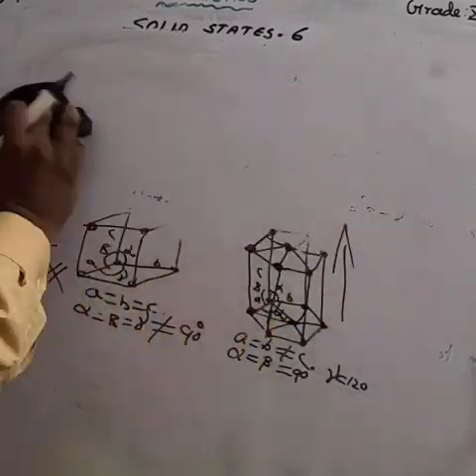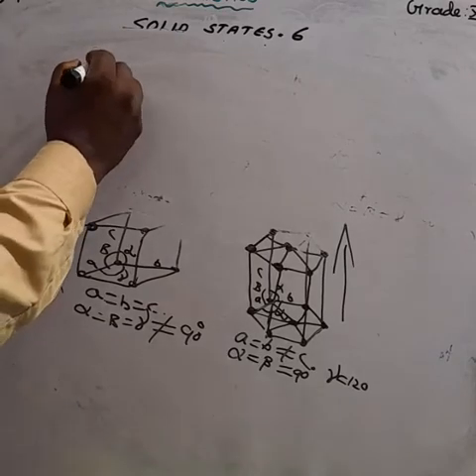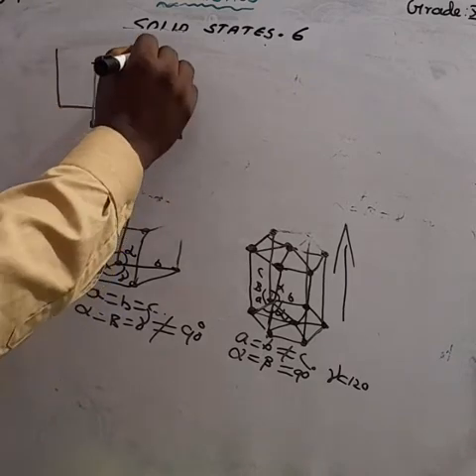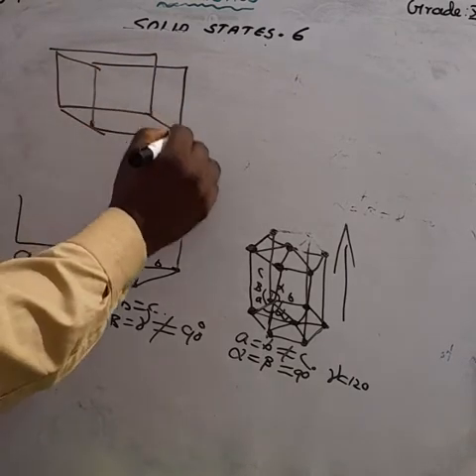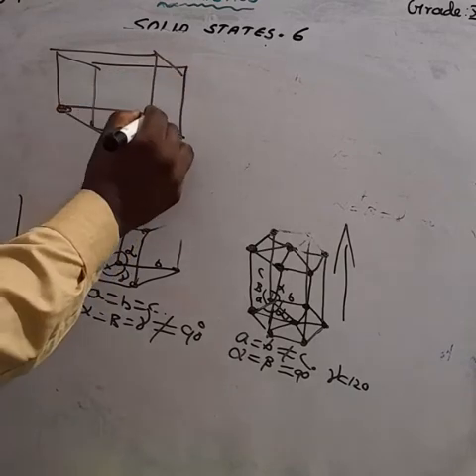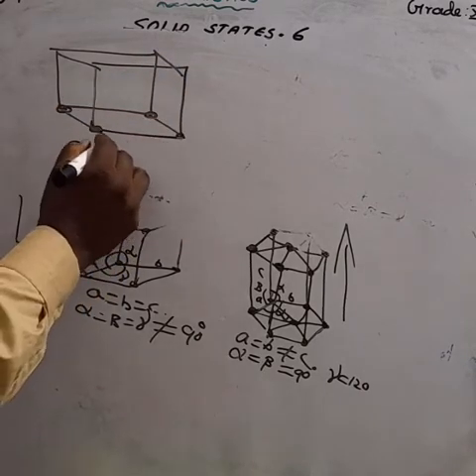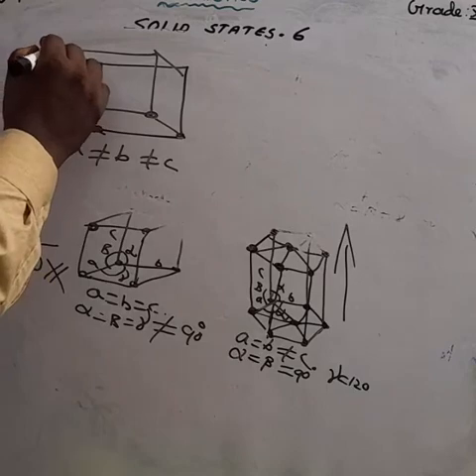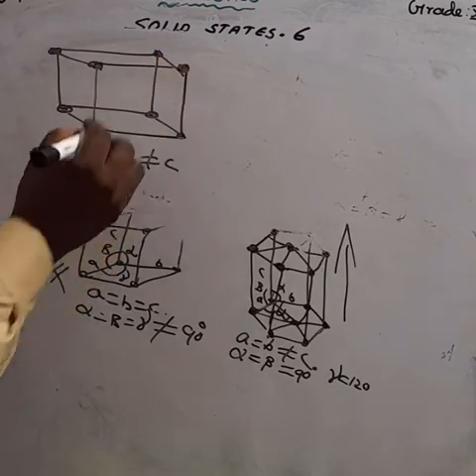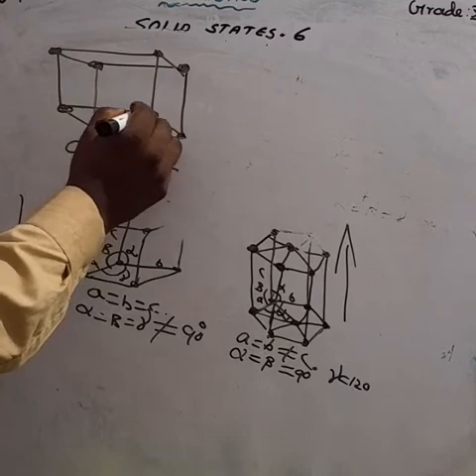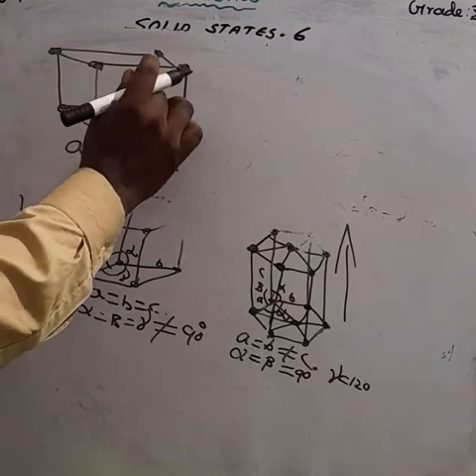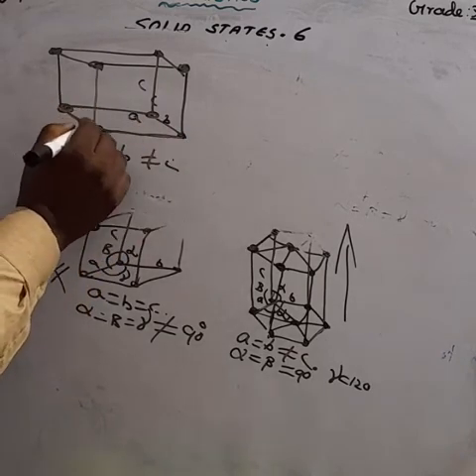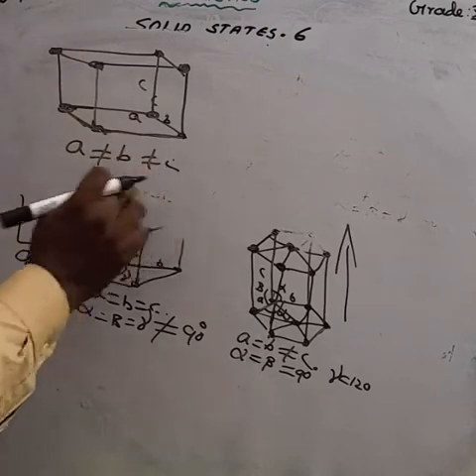How can you draw the structure of monoclinic? Monoclinic also has different lengths. A is not equal to B, B is not equal to C. In our figure, they almost look like the same length, but it is not the same length. First I am drawing. A is not equal to B, B is not equal to C.